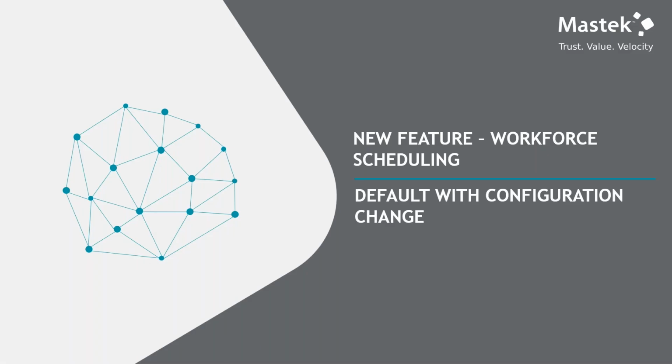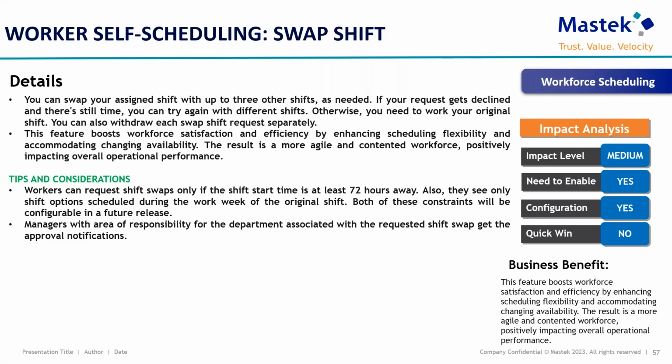Okay, there are some features that will require to be created or enabled with minor configuration changes in workforce scheduling. So I'll talk about those features right now. The first feature is worker self-scheduling swap shift. If a worker wants to swap their assigned shift with another shift as needed, they can request that from the workforce manager. And if that request is approved, they can work on a different shift.